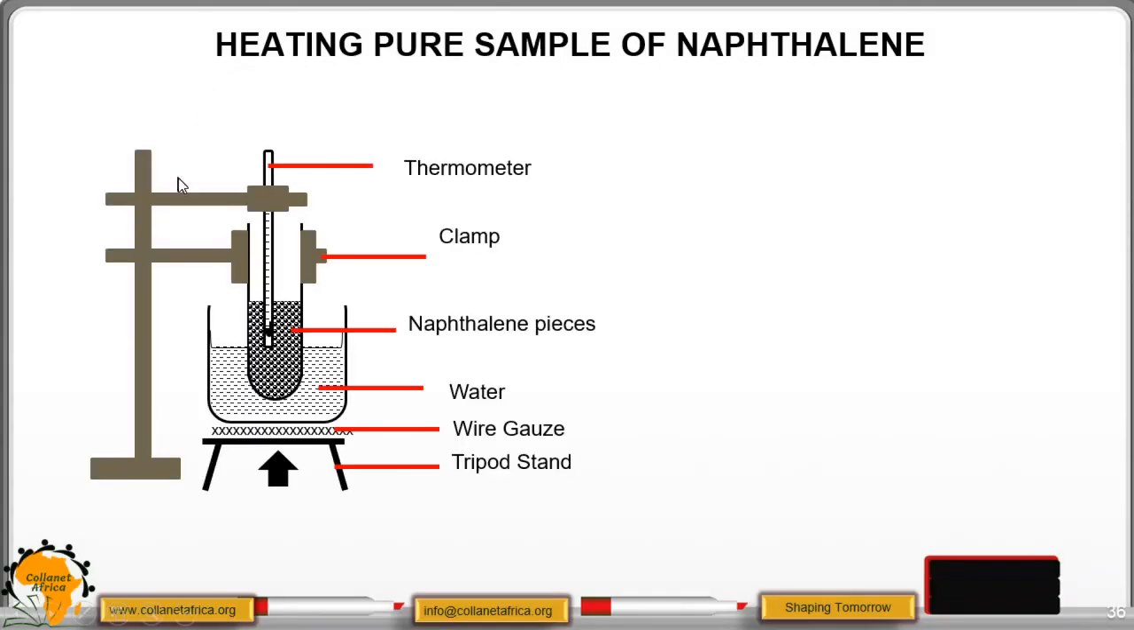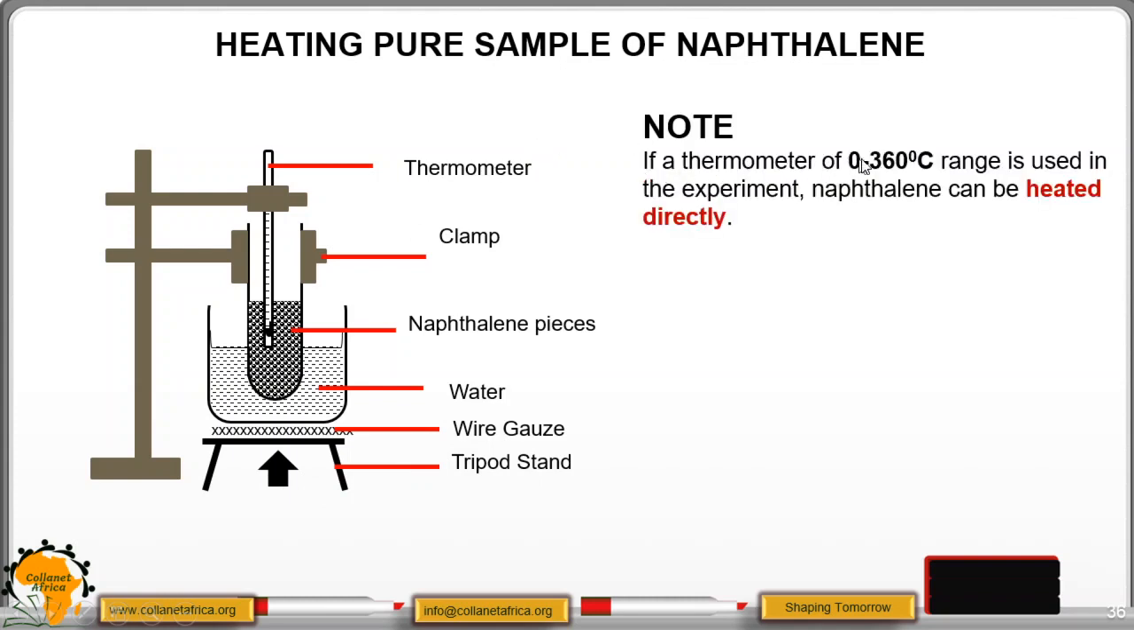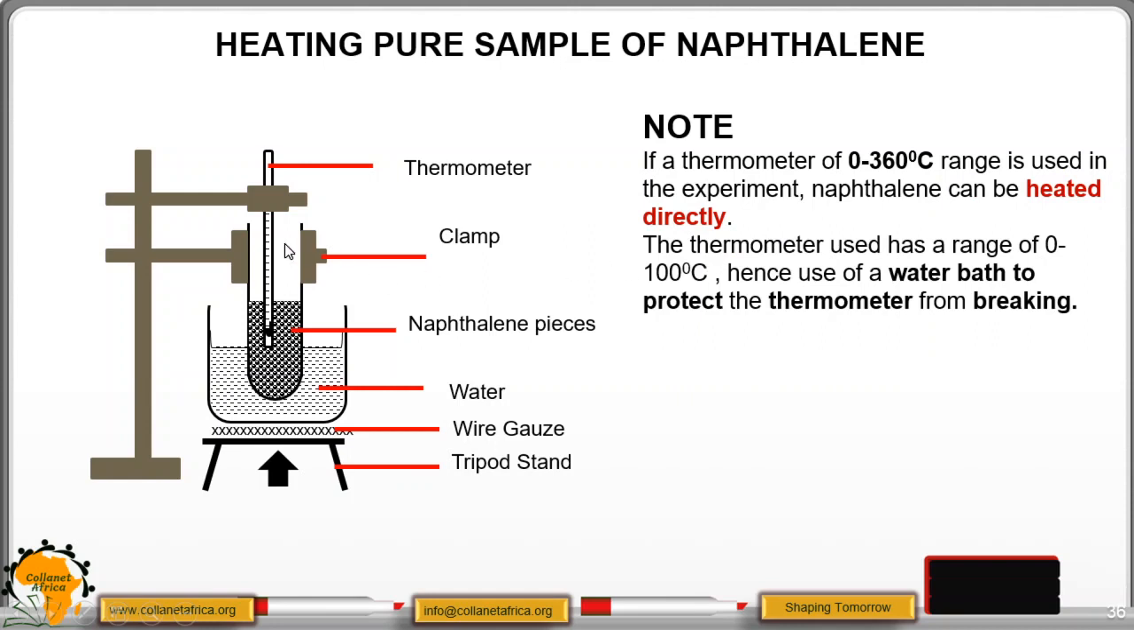Here is the experiment setup. We have the thermometer, the standard clamp, naphthalene pieces inside there, the water bath, the wire gauze and tripod stand, and this is the source of heat. Note, if a thermometer of 0 to 360 degrees Celsius range is used in the experiment, naphthalene can be heated directly. We don't need to have the water bath. But since we have a thermometer which ranges between 0 to 100 degrees Celsius, we use a water bath to protect this thermometer from breaking.